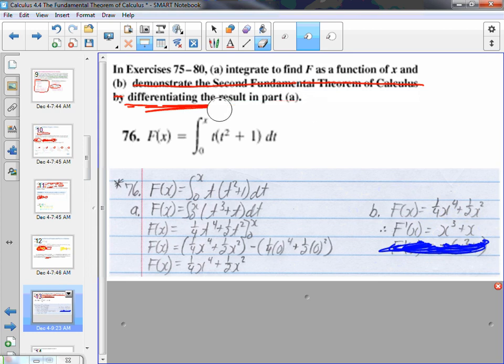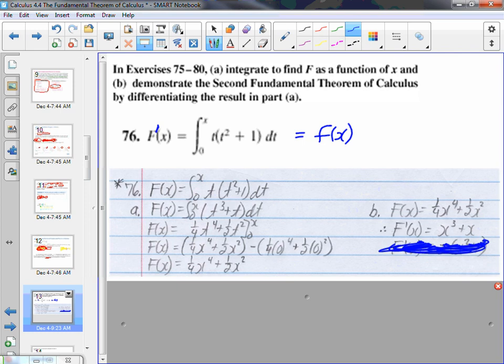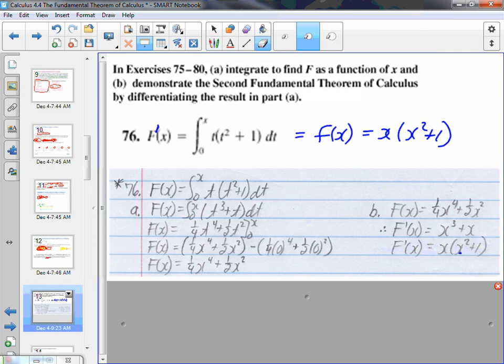Okay, so now I say, okay, I've done the derivative. Demonstrate the second fundamental theorem of calculus. The second fundamental theorem of calculus says that the derivative of that would equal f of x. And what would f of x equal? It would equal that, correct? So all I got to do is factor an x out, and I have demonstrated the second fundamental theorem of calculus.